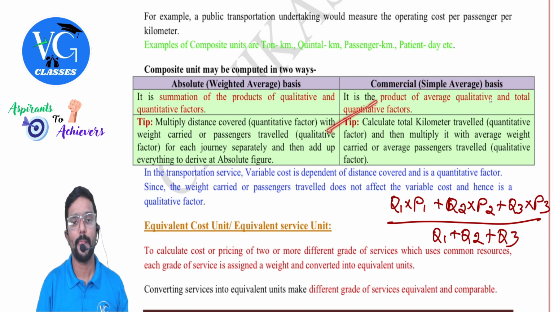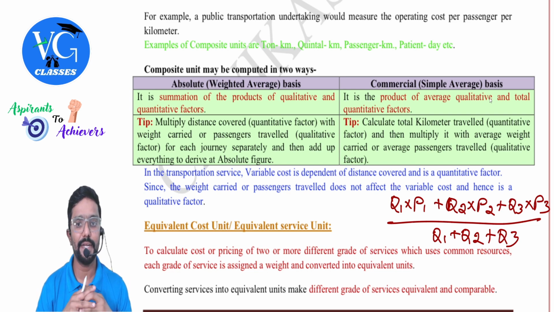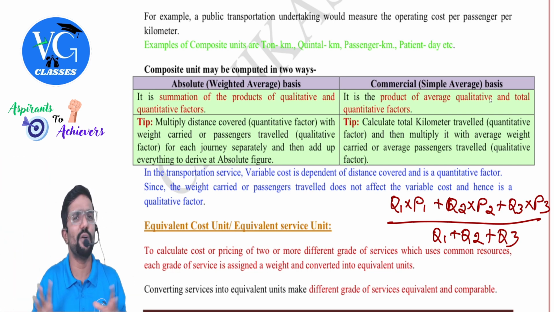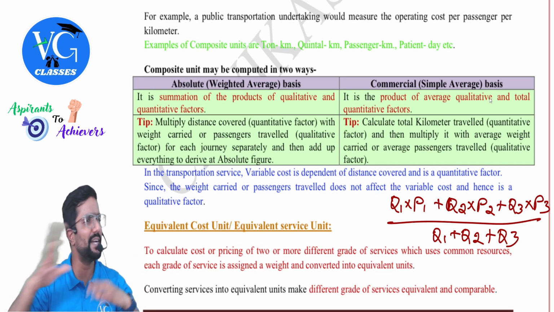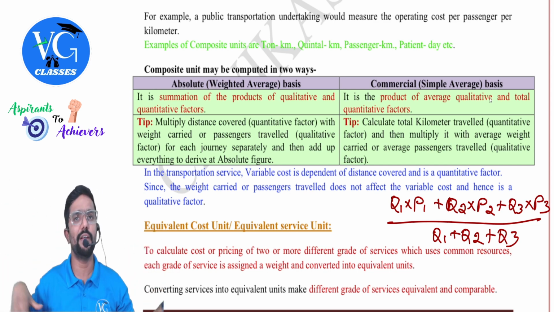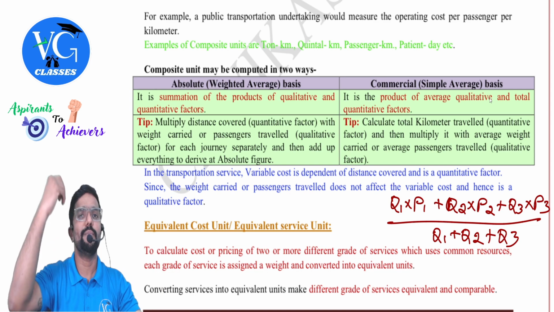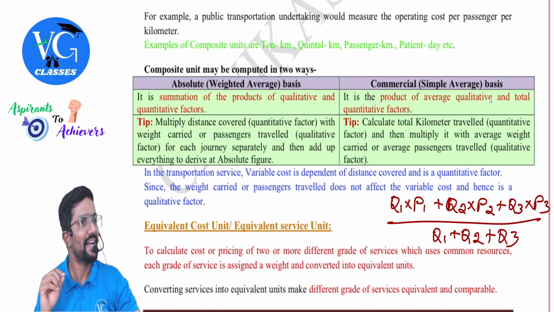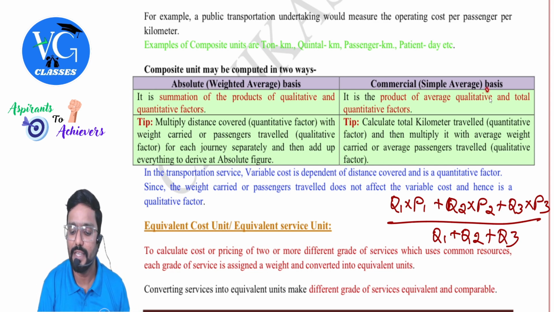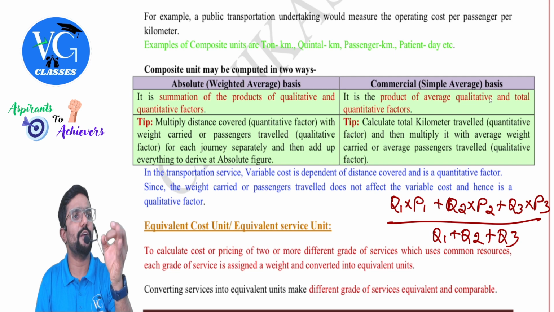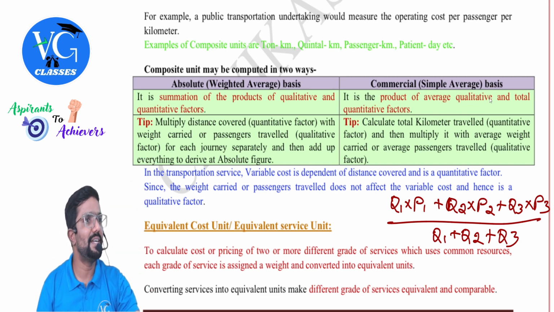What is the tip to calculate this? Calculate total kilometers traveled, that is the quantitative factor, and then multiply it with average weight carried or average passengers traveled, the qualitative factor. Guys, sometimes they will give it in the question itself to make your work easy. Assume the bus is traveling 100 kilometers, 150 kilometers, 120 kilometers, different trips. They will tell you that on an average the passengers traveled is 60. Or else, on an average, the truck carried a weight of 100 tons. In that case, you have to use simple average.